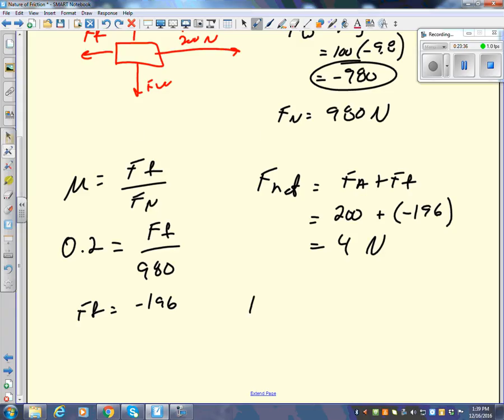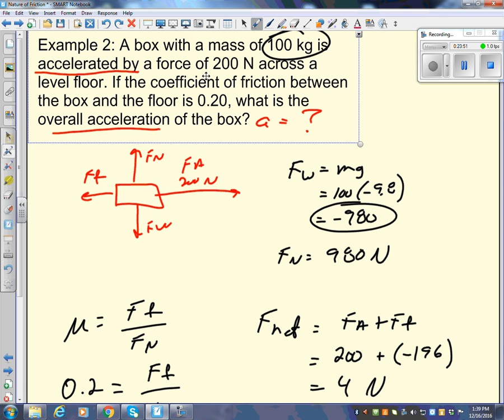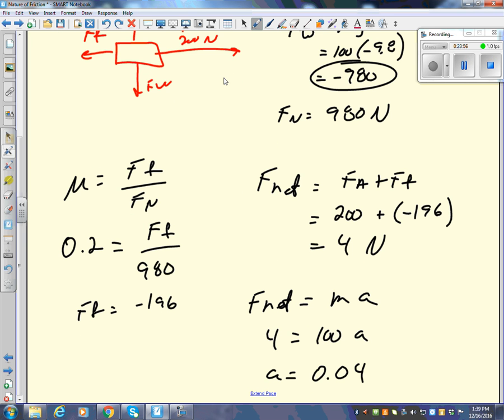Now we can go F net is equal to MA. What was the mass? 100? Yep. Way up top here. And that's going to be meters per second squared, right?